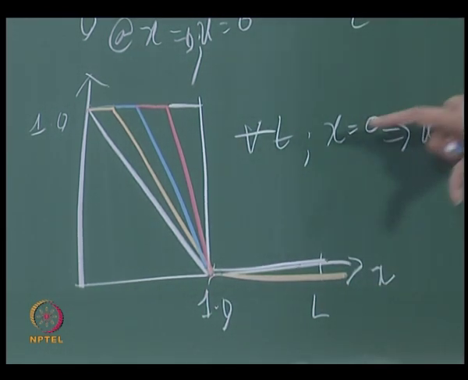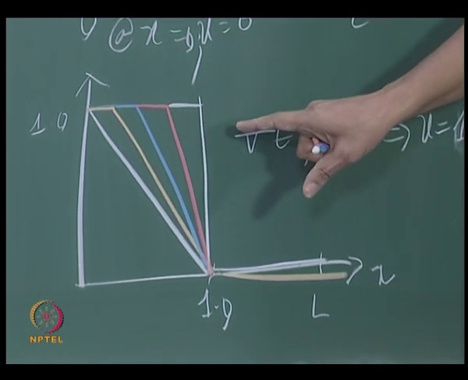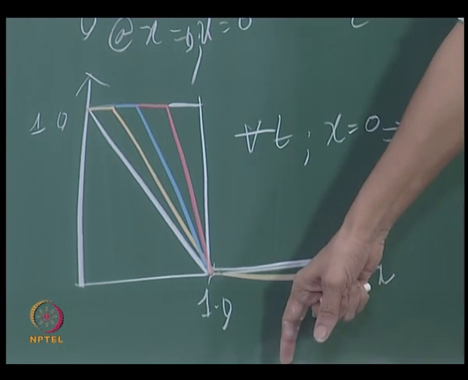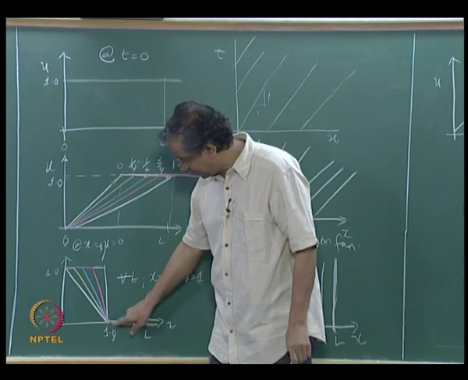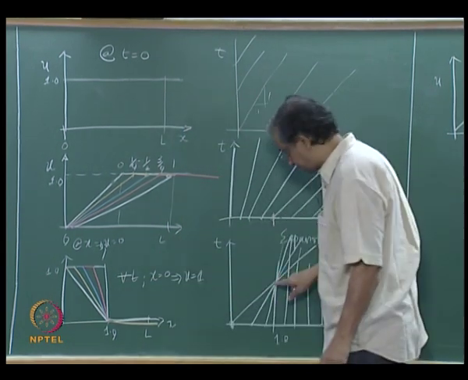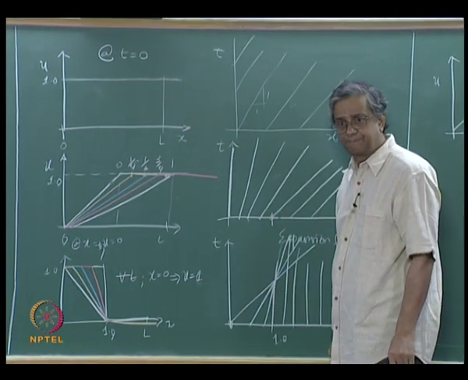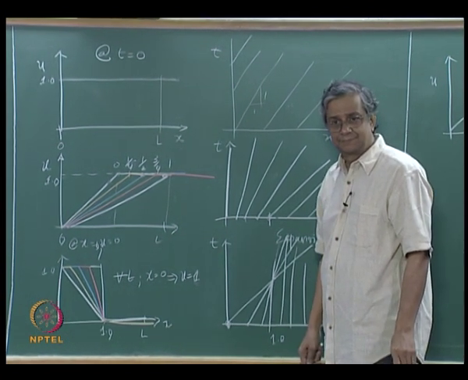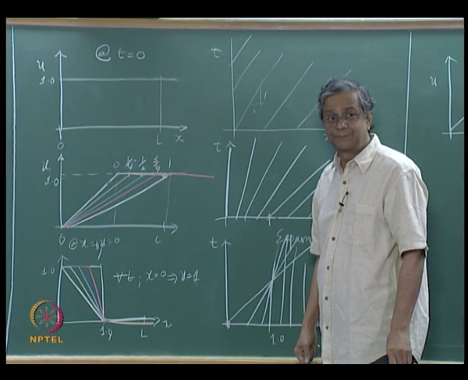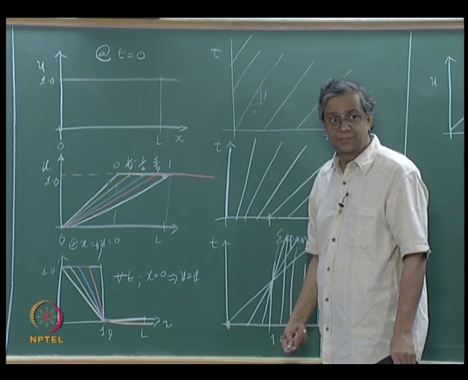And what is the final one? By the time you came to 1 unit, you have now travelled the full distance, and in fact at this point all of these characteristics meet. Can we go beyond that? Does it make sense? Can we go beyond that?